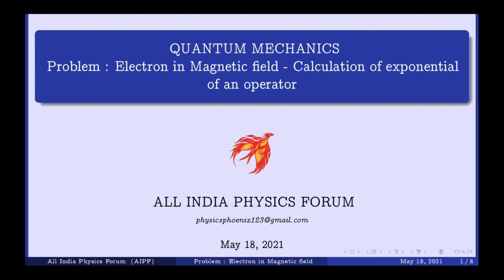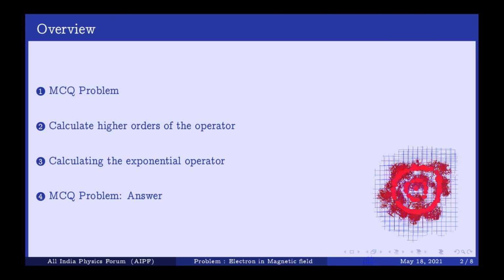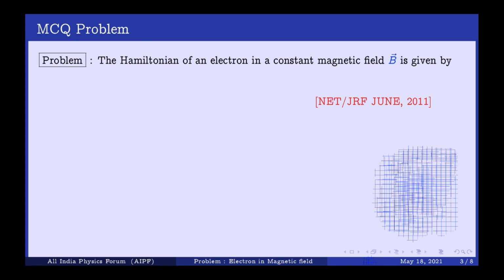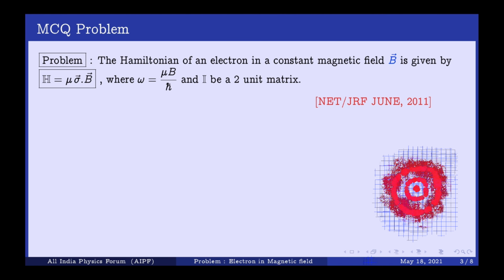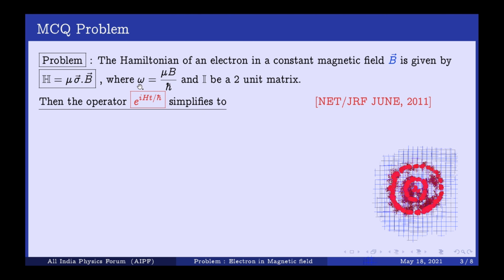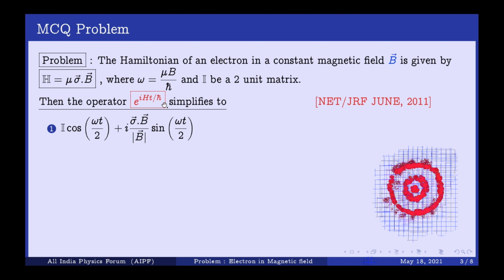We are going to calculate the exponential of a given operator, and for this we will pick a particular problem where an electron has been placed in a constant magnetic field B, and the Hamiltonian is given by mu sigma dot B vector, where sigmas are basically your Pauli spin matrices and B is your constant magnetic field, and this mu and the omega have this connection. Then you have been asked what will be the value of e to the power i Ht over h cross, and your options are given here.